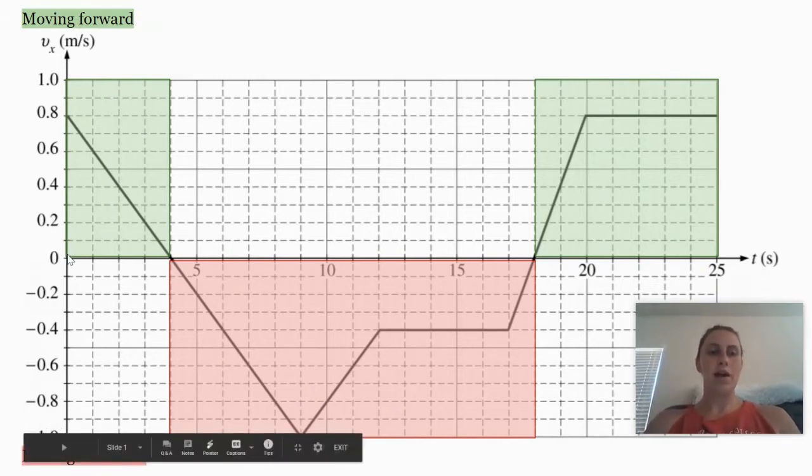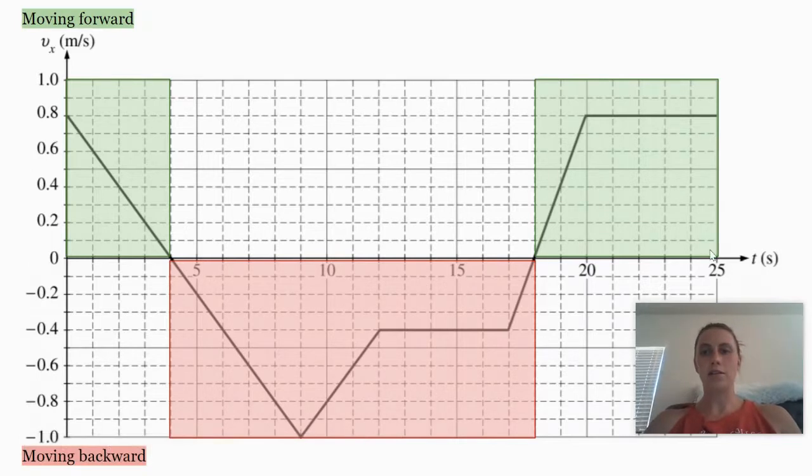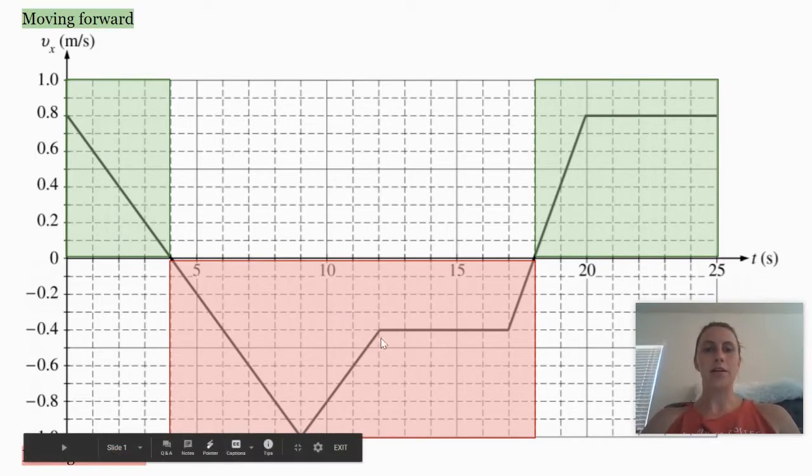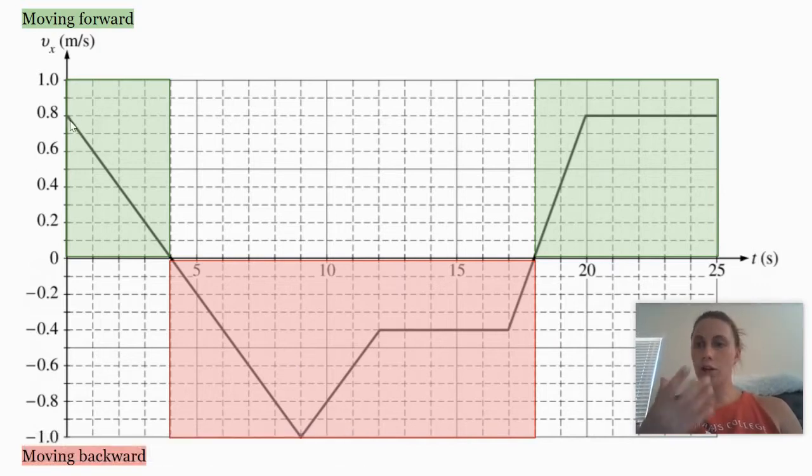What that means is that everything above the x-axis, all of this stuff up here, means that we're moving forward. And then everything below the x-axis down here in the red is when we're moving backward. So I want to talk through what this would look like, and I'm actually going to demonstrate it. We start here, going 0.8 meters per second, and we're moving forward. Our velocity is decreasing, but we're moving forward.